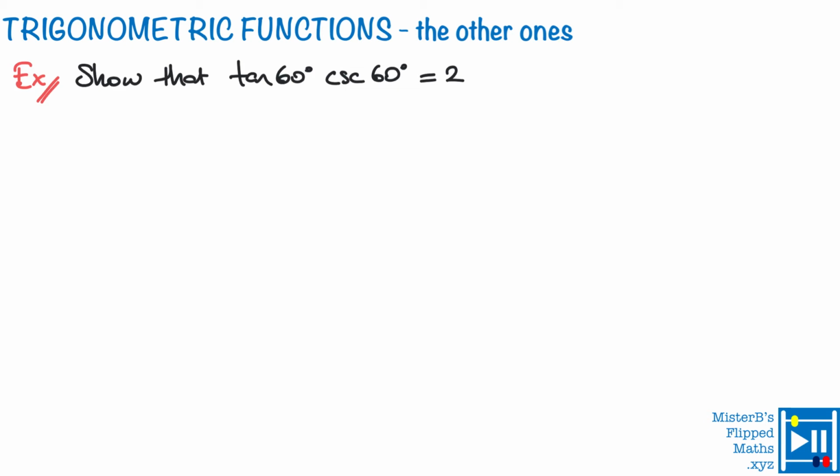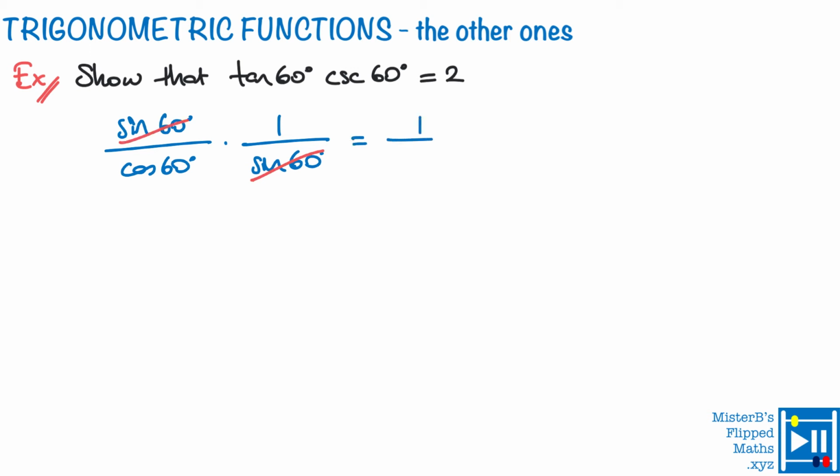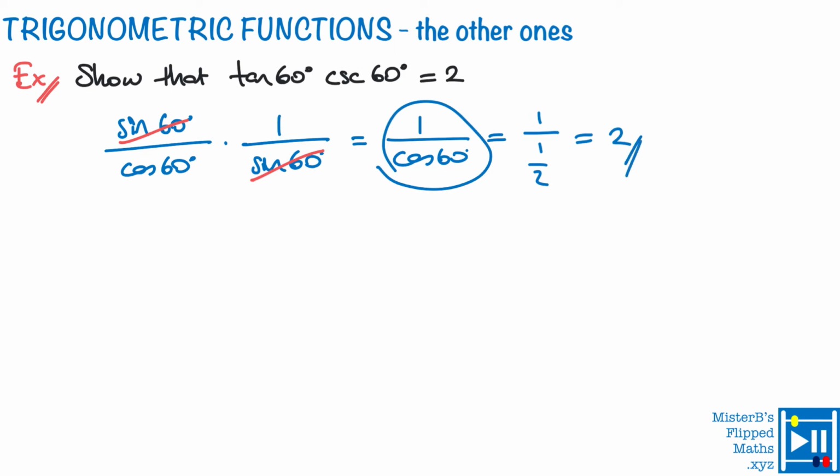So if we go with the definitions, it's going to be sine 60 over cosine 60 times 1 over sine 60. And here I can simplify: sine 60 is here, so I'm going to end up with 1 over cosine 60. Cosine 60 is 1 over 2, so you're going to end up with 2. But certainly you can just type this into your calculator and get the answer immediately.